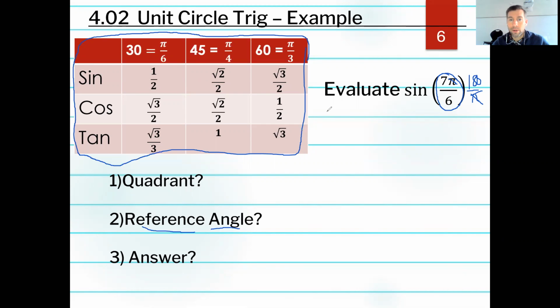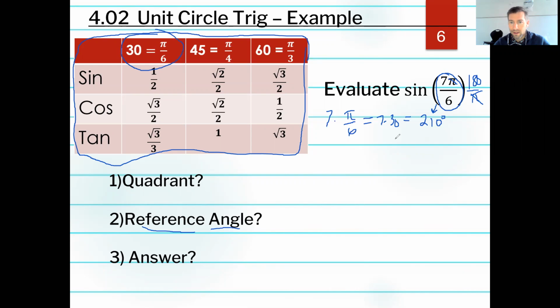Another way to convert is to think about this as 7 times pi over 6. I know pi over 6 from my chart is 30 degrees. So I really just have to do 7 times 30, which is 210 degrees. Now, this isn't my reference angle. In fact, this is just the same angle represented in degrees. So these two angles are the same, one in radians, one in degrees.